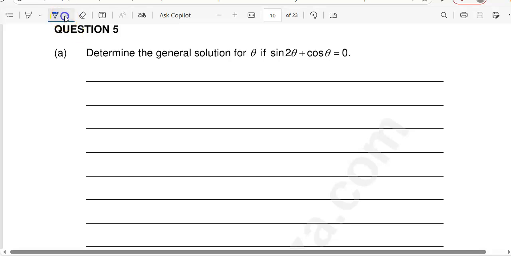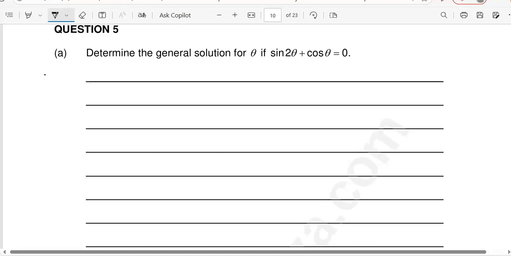Okay, grade 12, so let's work on this question 5. This is an easy question on general solution. They say we need to solve for the general solution for theta if sine 2 theta plus the cos of theta is equal to 0. So first things first, check what type of general solution this is.